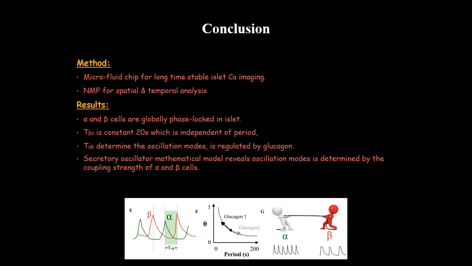In summary, we found that the alpha and the beta cells are globally phase-locked in islets, and the waiting time of alpha cell is constant, and the beta cell's waiting time determines the period, which is regulated by the glucagon. The mathematical model reveals the oscillation mode is determined by the coupling strength of alpha and beta cells.